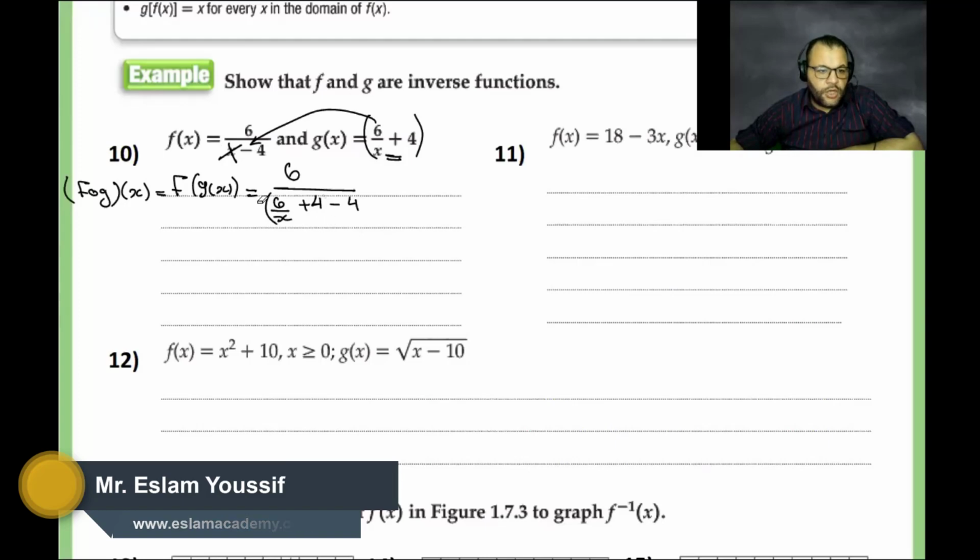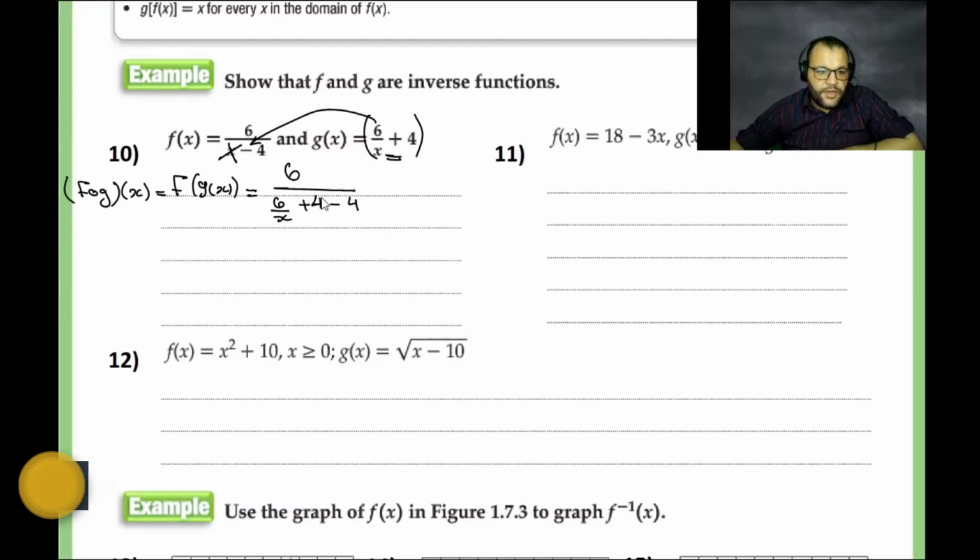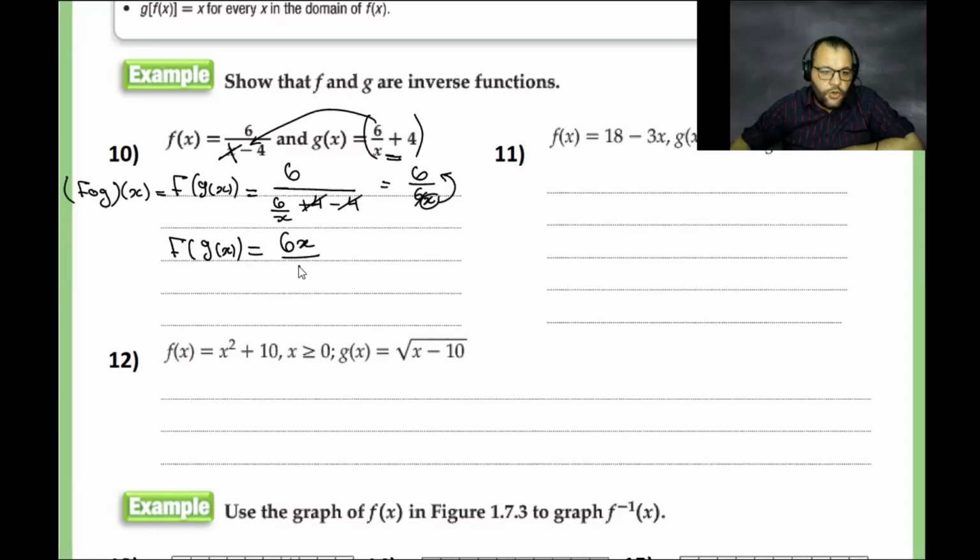Now we need to solve. That would be x, cancel x, cancel x. So the function now we have is 6 over x. The denominator of the denominator will go up to the numerator. So the function f of g of x is equal to 6x over 6. Cancel 6 and 6. So you will find that f o g of x in the simplest form will be x.